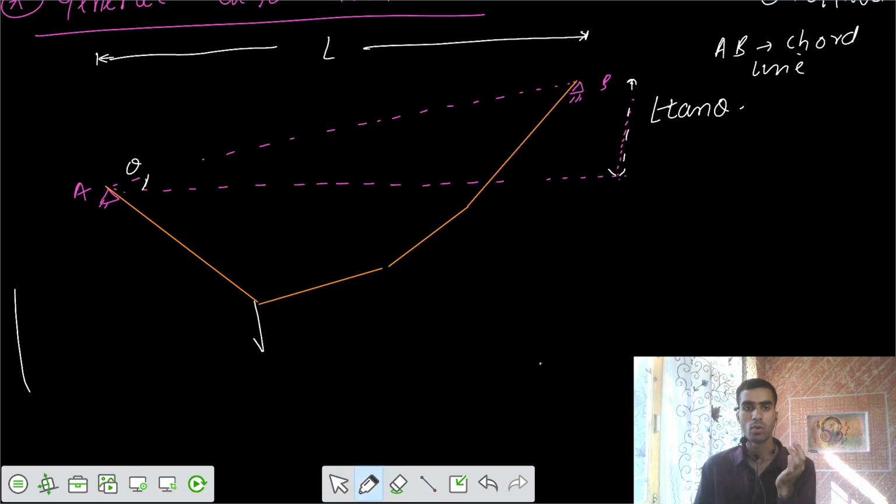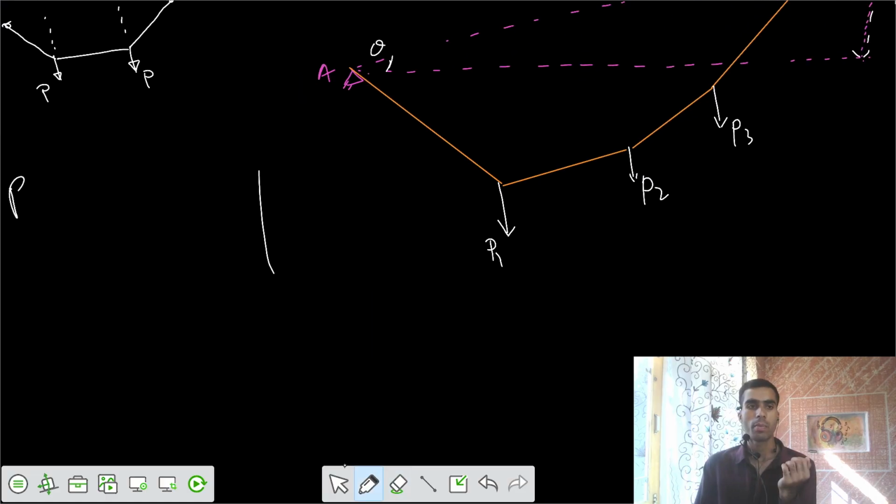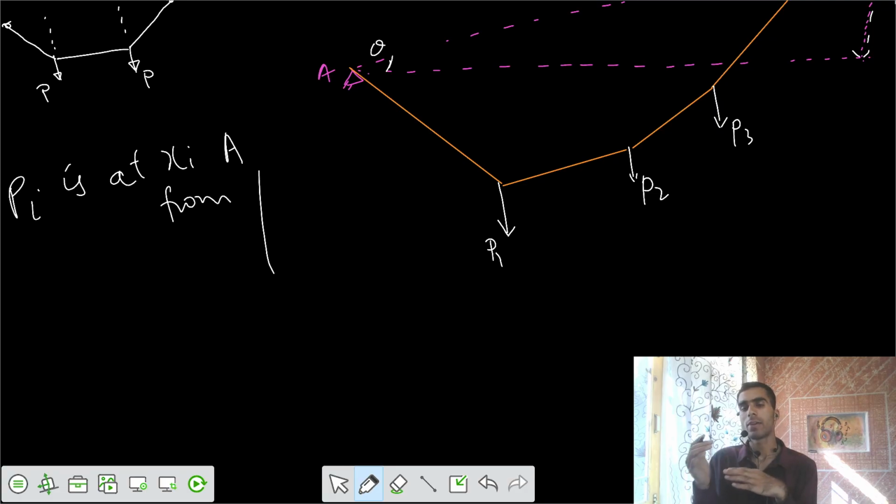Let's say there was some load P1, some load P2, here we have some load P3, and so on. We can have n number of loads, and let's say a particular load Pi is at xi from that support A. Any particular load is at a distance of x from your support A. So that's your first condition.